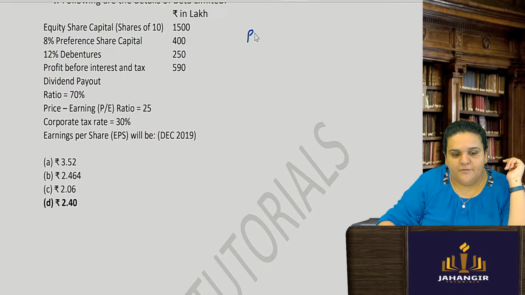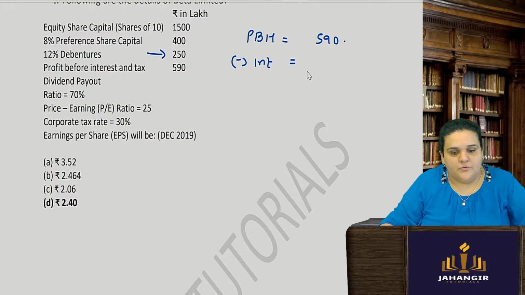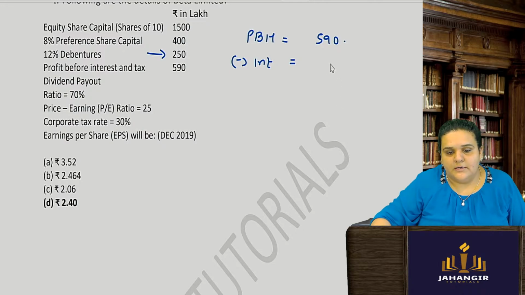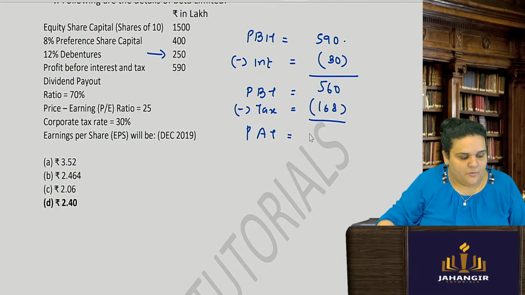So profit before interest and tax is equal to 590. From that, if I subtract my interest, which is 12% on my debentures, 12% on debentures, 250, 30 lakhs. So profit before tax will now be equal to 560. If I less my tax at the rate of 30%, it is 168. So profit after tax will now be equal to 390.